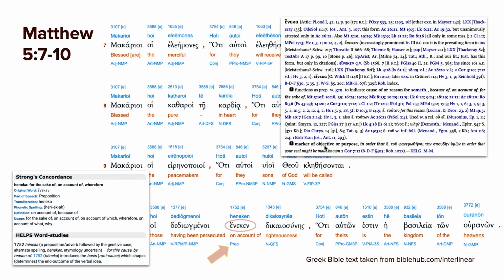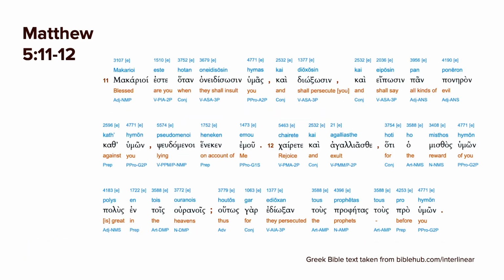Another way that it's used is as a marker of objective or purpose, in order that. This is a little different, because that would mean you're persecuted in order that you be righteous, because you want to be righteous. That's different. So here it's because of your righteousness, not because you want to be righteous. So that is not the meaning in this case. All right, let's go on to the next verses.